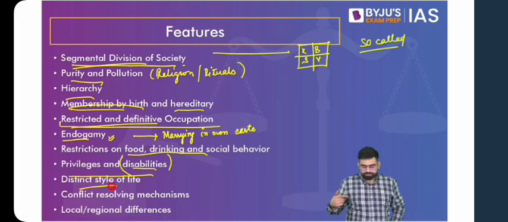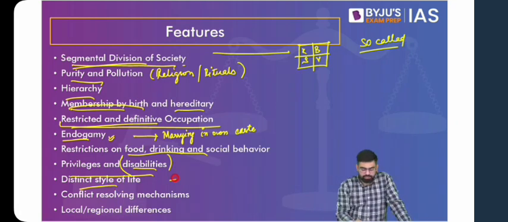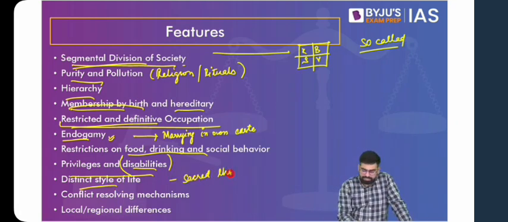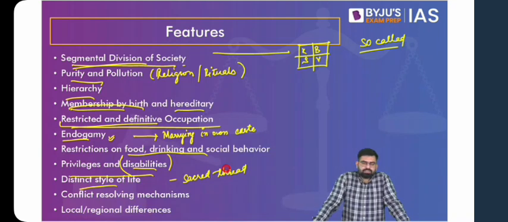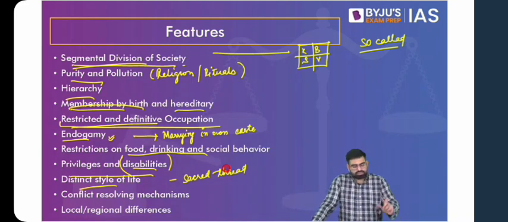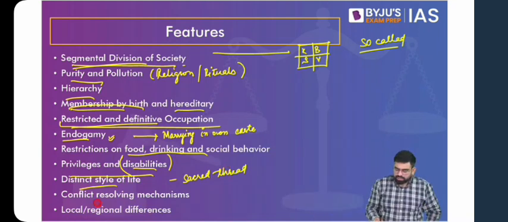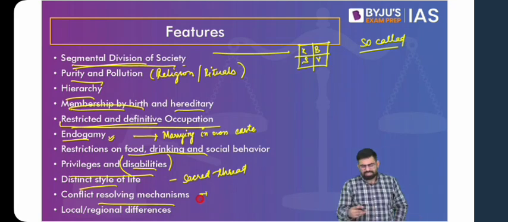So for instance, we talk about the wearing of the sacred thread. That sacred thread is worn by the so-called upper castes, Brahmins and Kshatriyas. Again, it was a ritual that was distinct to their social group. They had their own conflict-resolving mechanisms, and these are still private, which I'll come to.